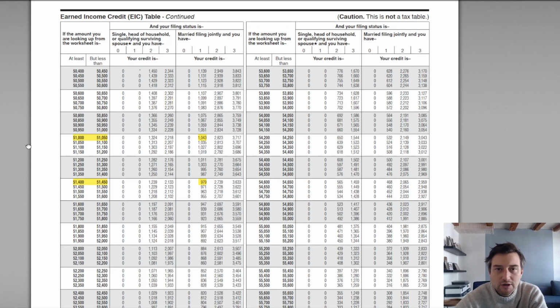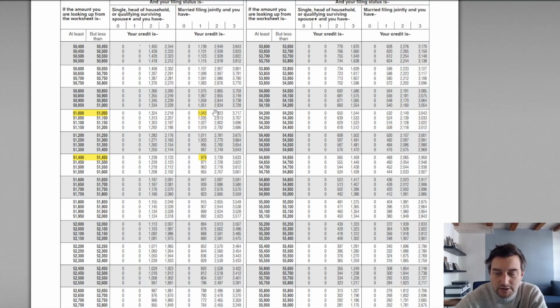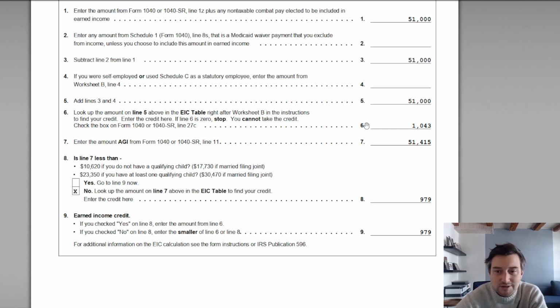So in our case here, we're looking up a $51,000 figure. So I've got it highlighted here, right? $51,000 to $51,050. And then as we move left to right, we find that, okay, we have a married filing joint return here. And then the number of qualifying children, what's that figure for us? Is it 0 children, 1, 2, 3? In our case, we have 1. So we have a married filing joint return. We have 1 qualifying child. And so the relevant EIC amount is going to be $1,043. And so that's the first figure that we enter up here on line 6.